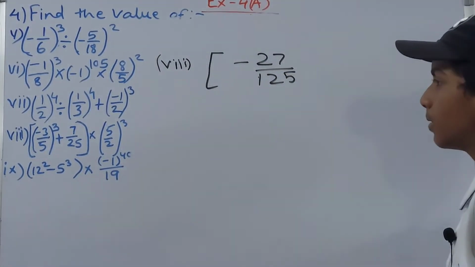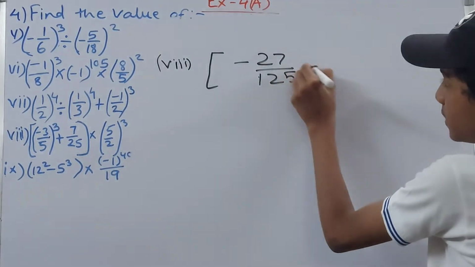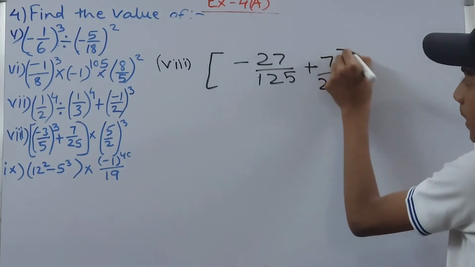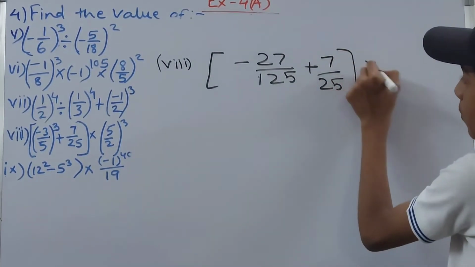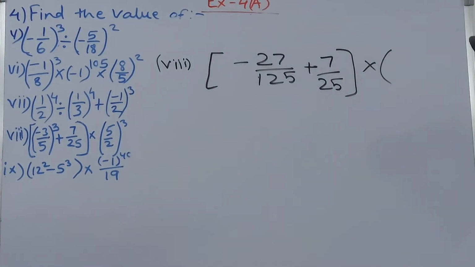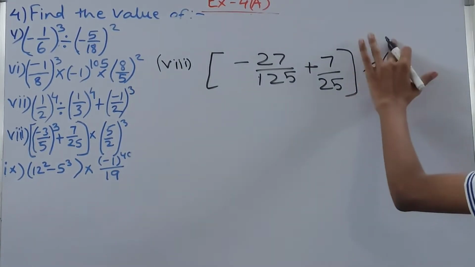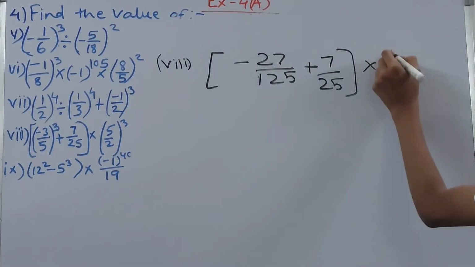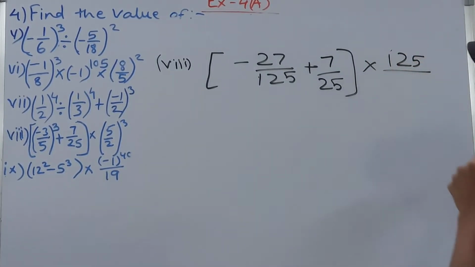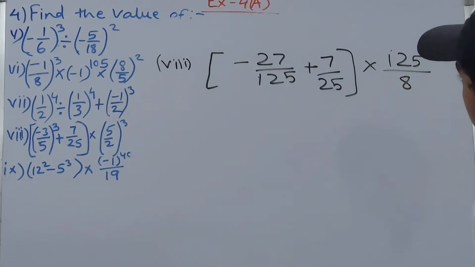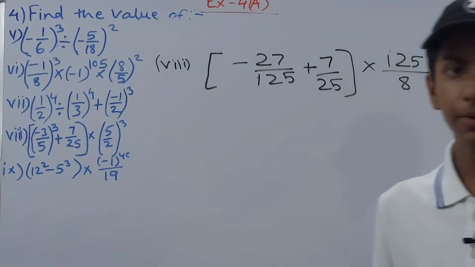Now plus 7 upon 25, and close this bigger bracket into, in brackets only, we'll have this 5 upon 2. So you can remove the brackets, no need to write them. So 5 into 5 into 5 is 125, and 2 cube is going to be 8. So now you see here we have simplified it and we can solve it.